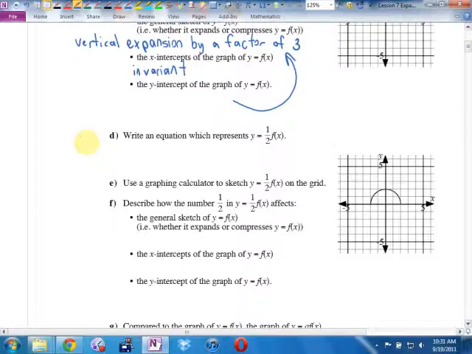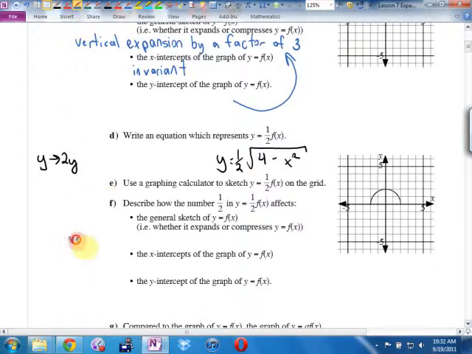D says, write an equation which represents y equals 1/2 of f of x. Well, that would look like this. Y equals 1/2 great big square root of 4 minus x squared. If I think about it in terms of a replacement, we've replaced the y with a 2y, and then, Carson, we divided by 2 to move it over, and that's where the 1/2 came from. What did we replace y with? Everything's backwards. This is still going to be vertical, but instead of an expansion by a factor of 2, it ends up being what we call a compression by a factor of 1/2. All of your heights end up half as high.